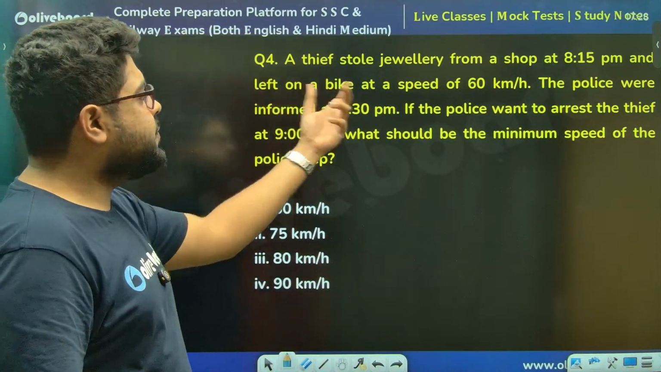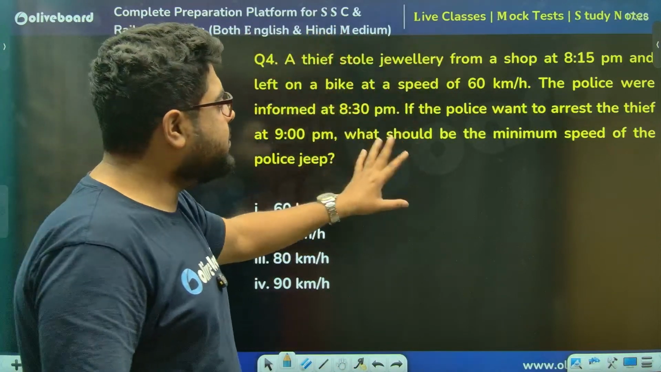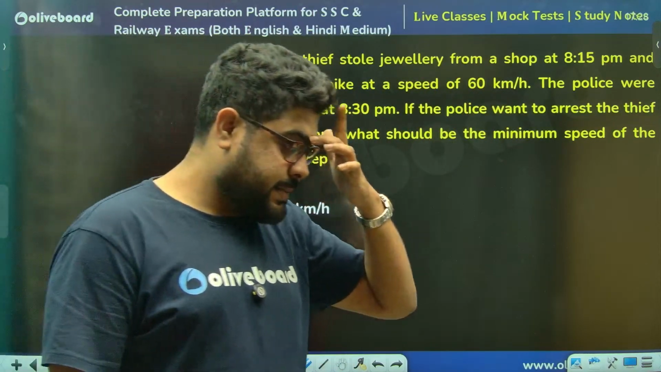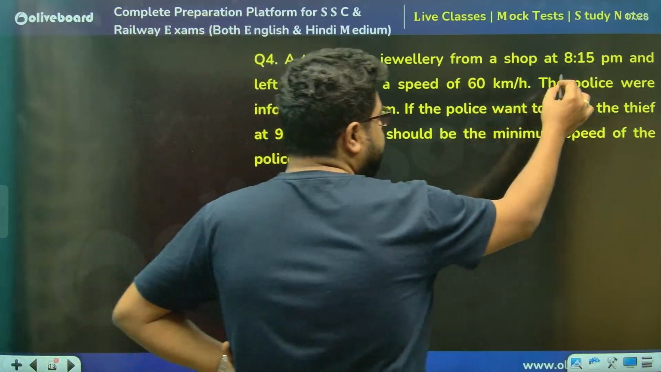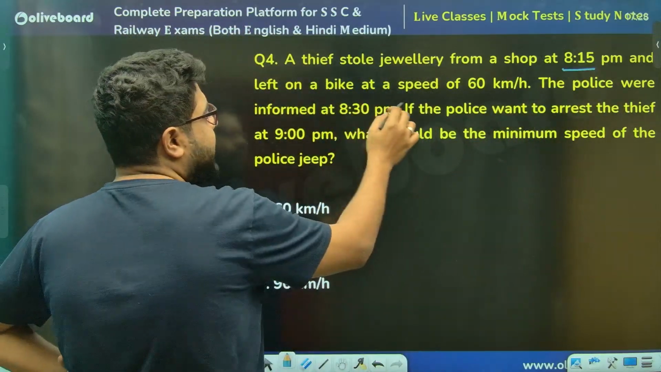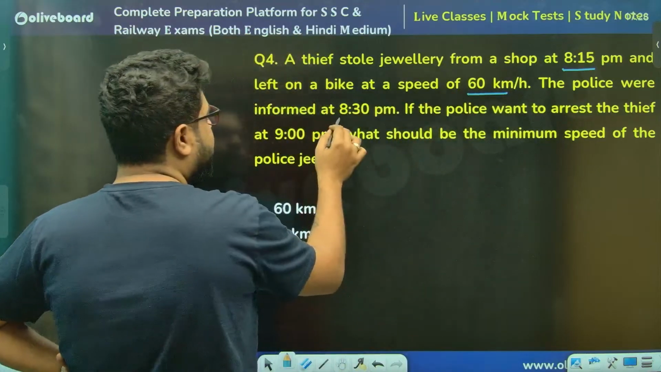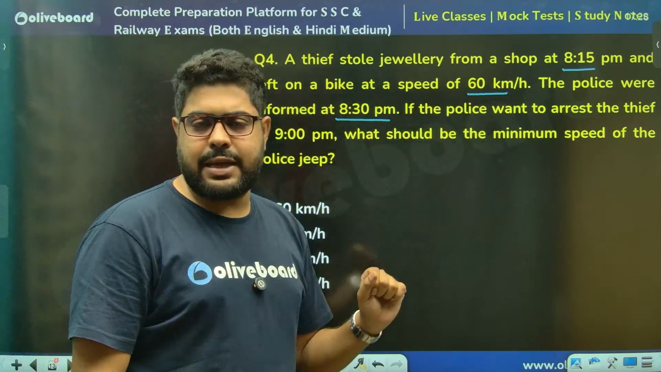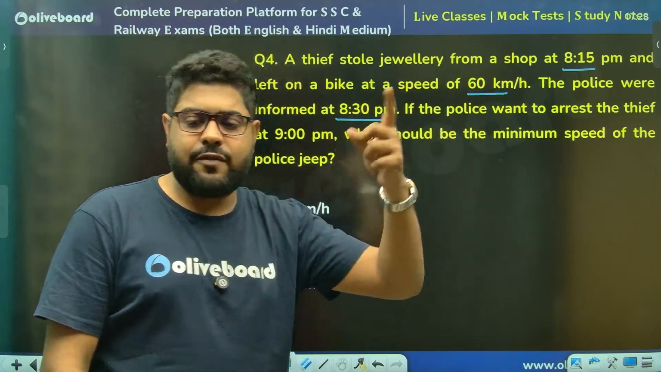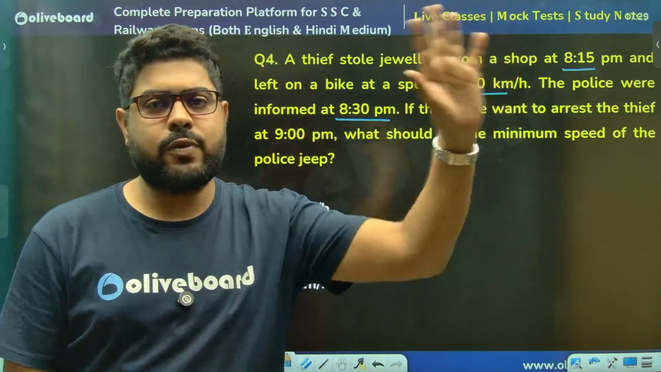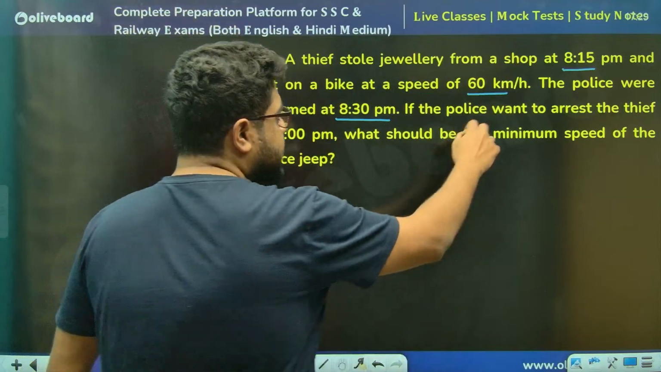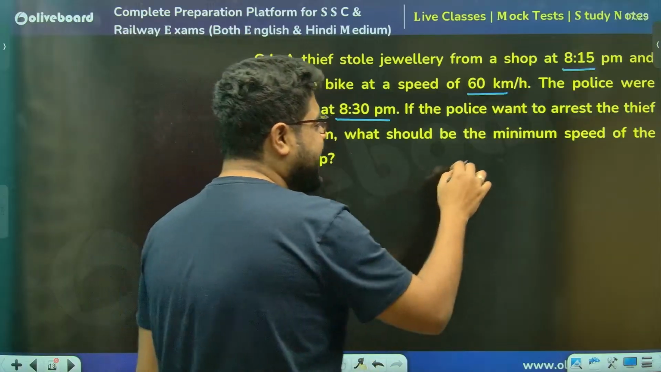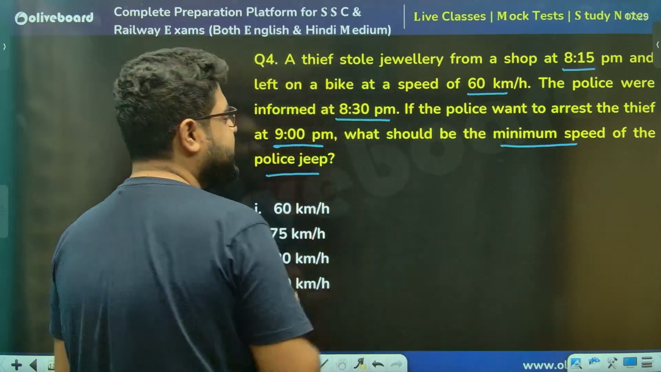A thief stole jewelry at this time. Look, we have done one question like this yesterday, but again it is now having time. Time is now involved, sir. Let's see. 8:15 p.m. and left on a bike with this speed. Police were informed at this time, meaning 15 minutes late. By the time police will start the chase, the thief already has a 15-minute head start. Now police want to arrest the thief at 9 p.m. What should be the minimum speed of the police jeep?